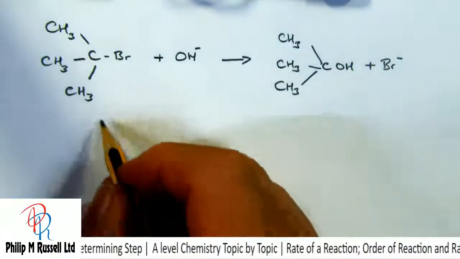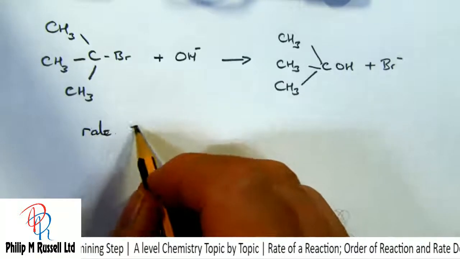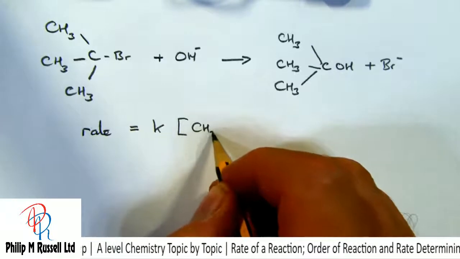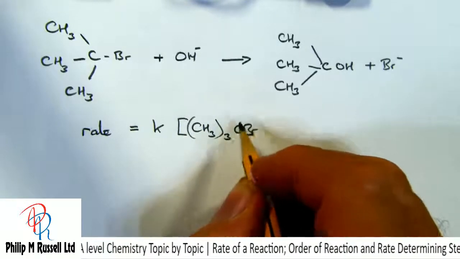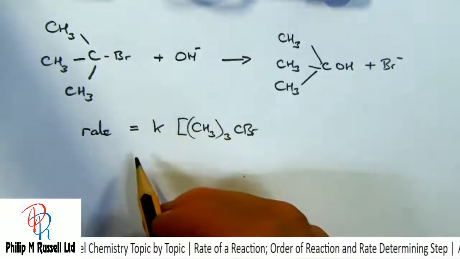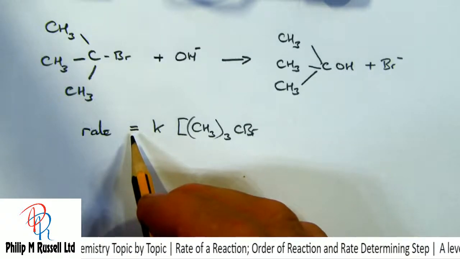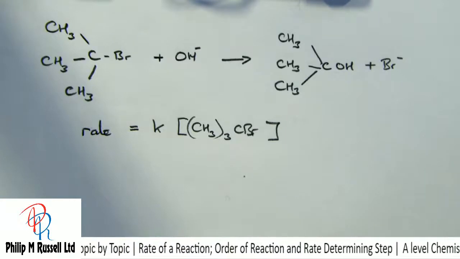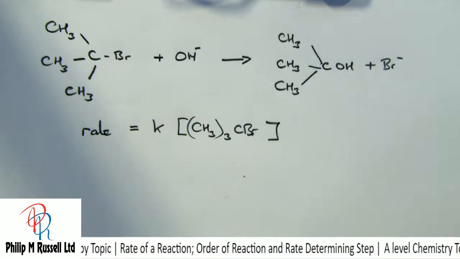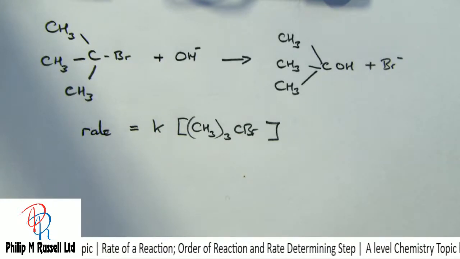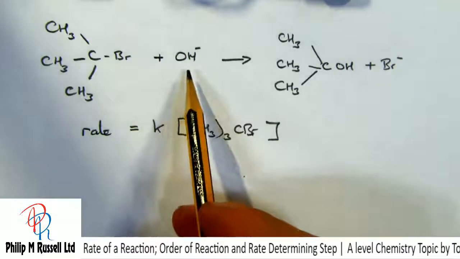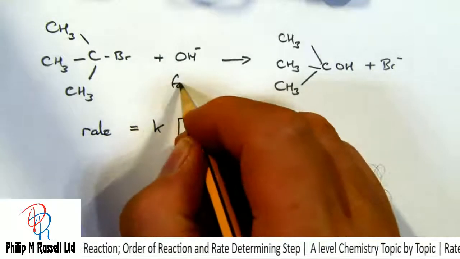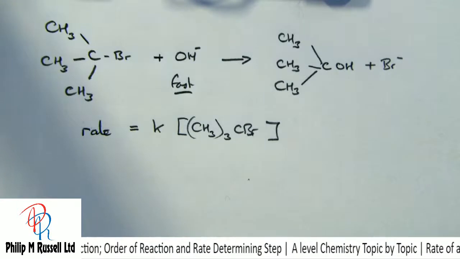And we're told in this case that the rate is equal to the concentration of this stuff, (CH3)3CBr. So let's see what we do know. The rate equation here basically shows us that the rate determining step here involves only one molecule of the tertiary haloalkane. The amount of hydroxide here has absolutely no effect on the rate of the reaction. So we can work out that that must be involved in the fast part of the reaction.